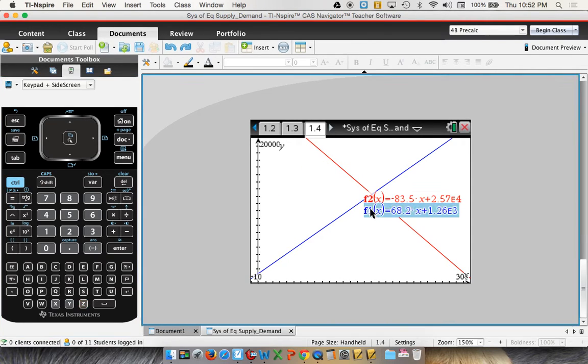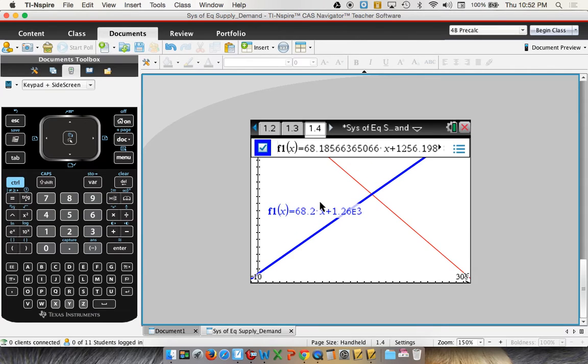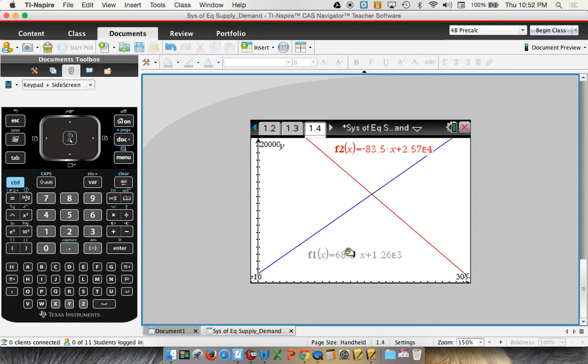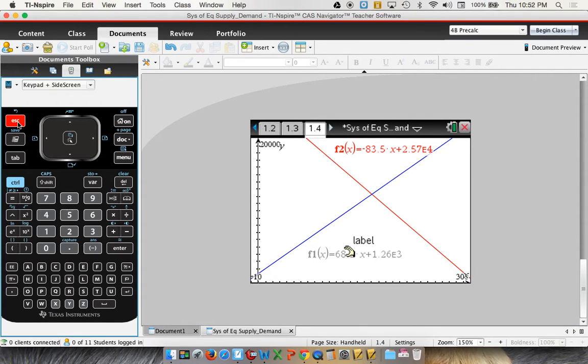Oh dear, that was not good. Trying to get a hold of the equation, not the line, so I can get this out of your way. Okay, it's being a pain. All right, there, finally, I got them out of the way. So now I can go find my equilibrium point.